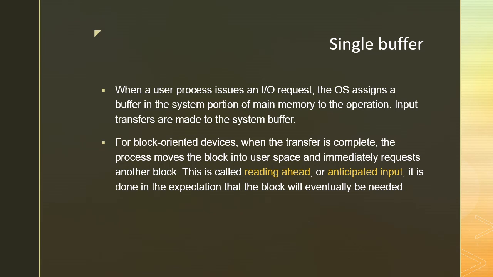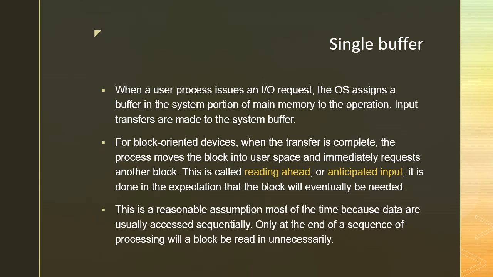For block-oriented devices, when the transfer is complete, the process moves the block into user space and immediately requests another block. This is called reading ahead or anticipated input. It is done in the expectation that the block will eventually be needed. This is a reasonable assumption most of the time because data are usually accessed sequentially. Only at the end of a sequence of processing will a block be read in unnecessarily.